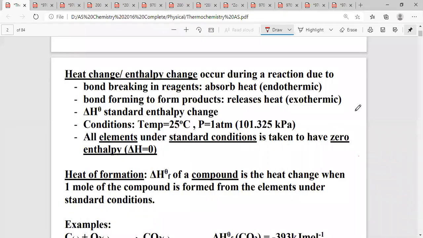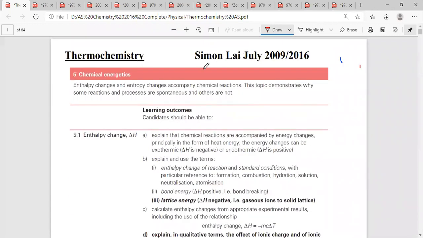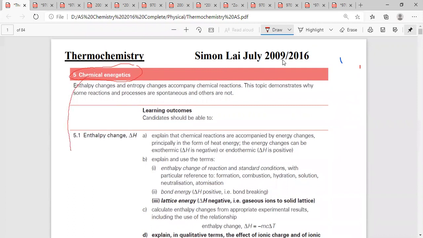Hi guys, today we're going to do AS thermochemistry, or in the syllabus it's called chemical energetics. Chemical here means chemical changes, which means chemical reagents, it's called a system actually. There are reactants, and they give you products. That means there must be a change in the equation. Energetics deals with energy, and here we talk about heat energy. Basically, heat energy.